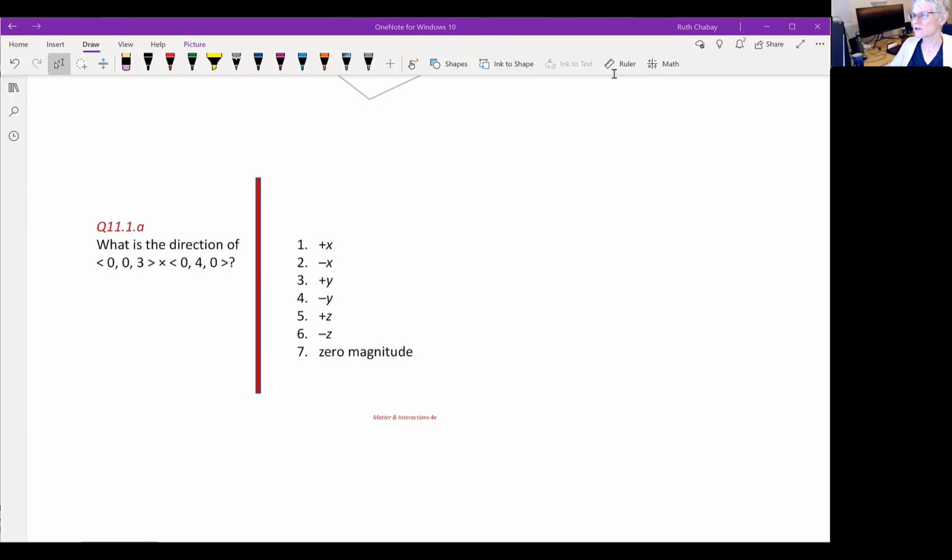Okay, so particularly good news is that most of you realized that because one vector is in the plus z direction and one is in the plus y direction, the two vectors lie in the YZ plane, so therefore the only possible perpendicular directions are plus or minus x. So then the question is, what is the direction? And the answer is indeed minus x.